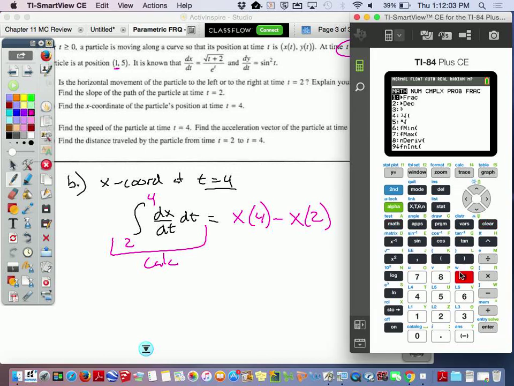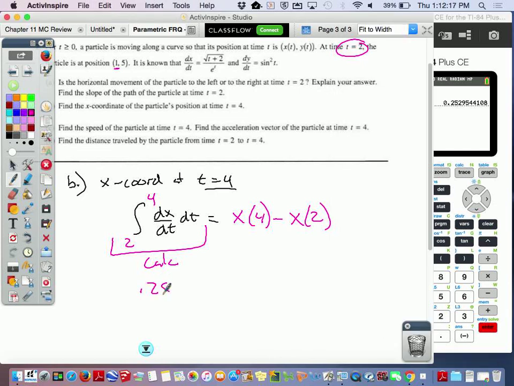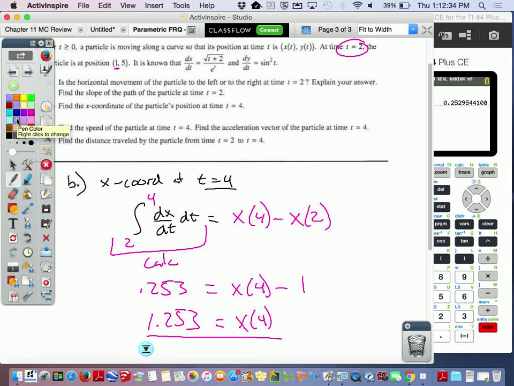So we'll do math 9 from 2 to 4 of y1, that's where x prime is. And that gives us 0.253, and that is going to equal x of 4 minus x of 2, which we know to be 1. So x of 4 is going to equal 1.253. And that is our x-coordinate. This question is a 2-point question. You get a point for setting up the integral, and you will get a point for the final numeric answer.